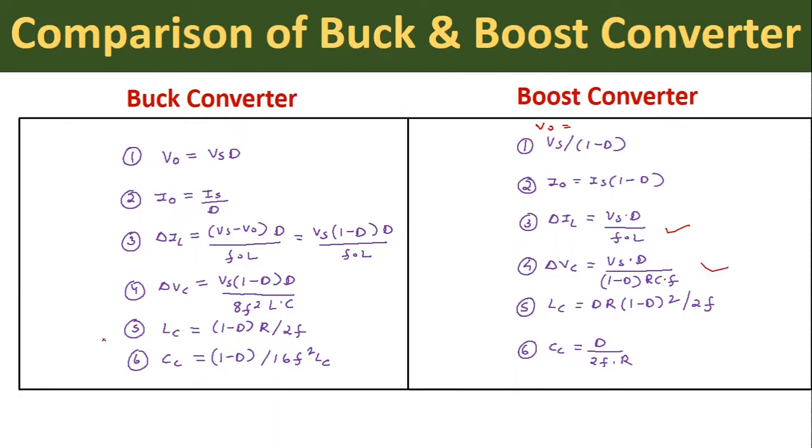In the buck converter, critical inductance LC is equal to 1 minus D into R whole divided by 2F, whereas in the boost converter, critical inductance LC is equal to DR into 1 minus D whole square whole divided by 2F. In the buck converter, critical capacitance is equal to 1 minus D whole divided by 16F square LC. This LC is the critical inductance. So this equation can be kept here for finding out the final value of critical capacitance for buck converter. For boost converter, the critical capacitance is equal to D by 2F into R.